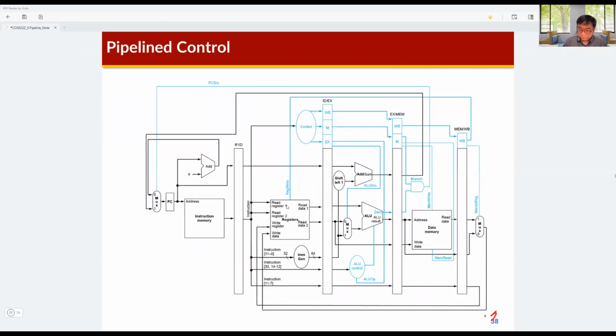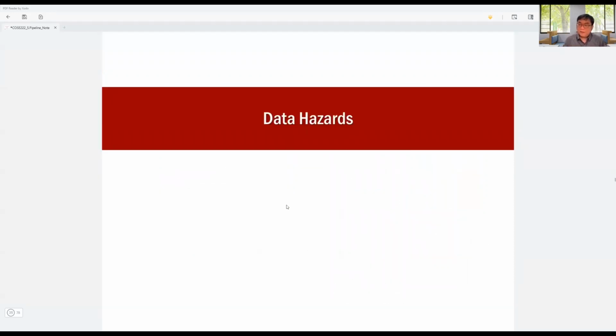So we learned until this slide. This is a pipeline architecture design. It's not completed, but it's the basic architecture of a pipeline processor. And at this time, in today's class, we will learn about how to handle data hazards. So what is a data hazard?